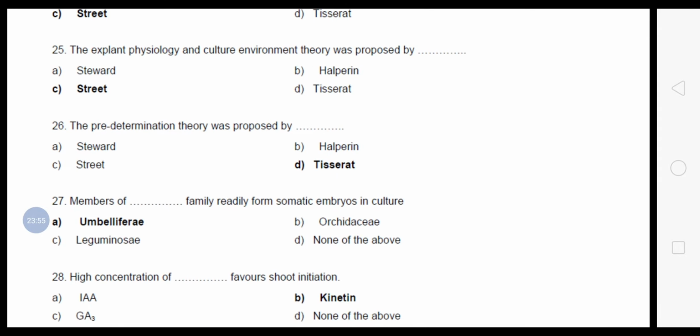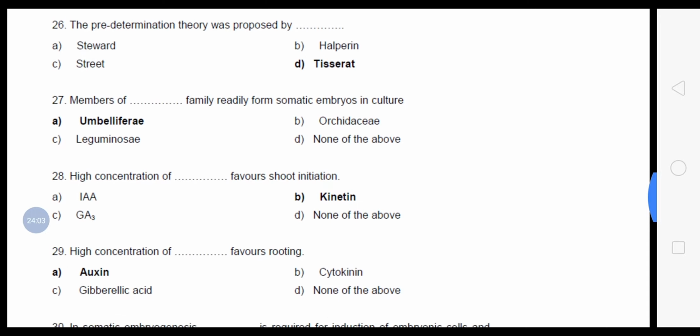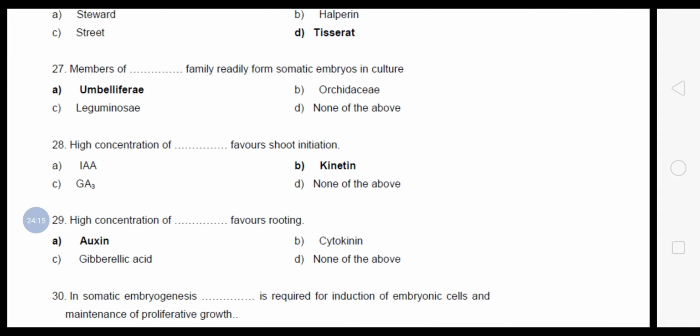The explant physiology and culture environment theory was proposed by Street only. The predetermination theory was proposed by Tisserant. Members of the Umbelliferae family readily form somatic embryos in culture. That means in the Umbelliferae family, somatic embryo induction is quite easy.